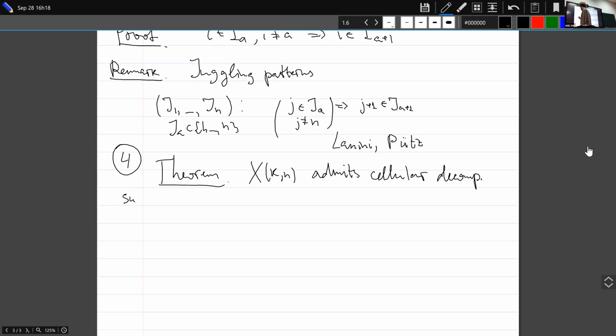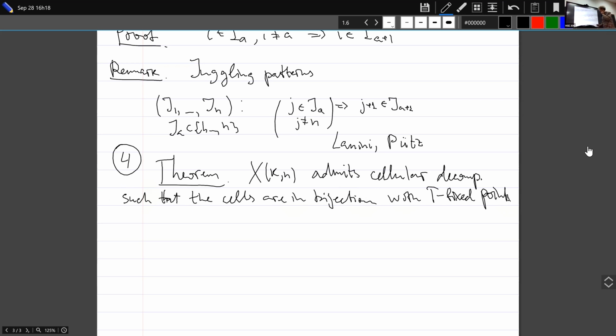such that these cells are in bijection with T-fixed points. So now this is the genuine cellular decomposition into affine cells.